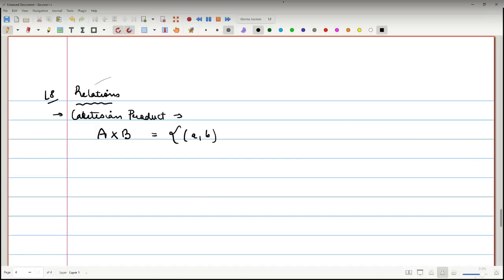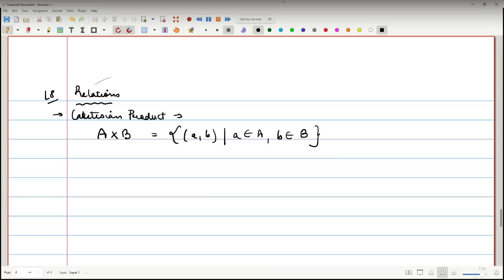So next is chapter 8, which is relations. For this, there is a new concept called Cartesian product. So we show this as A cross B. It is nothing but a list of (a, b). I'll explain it. Just let me write this once. Here a belongs to capital A and b belongs to capital B.